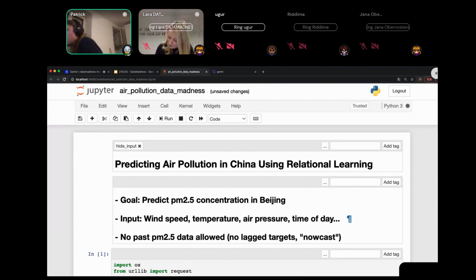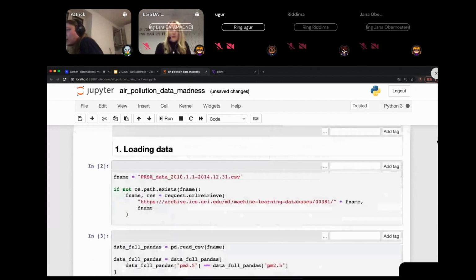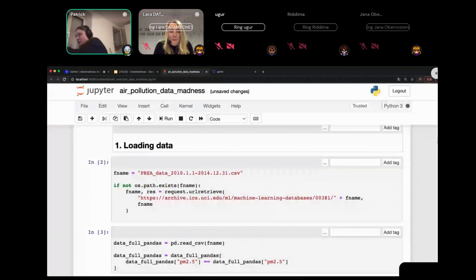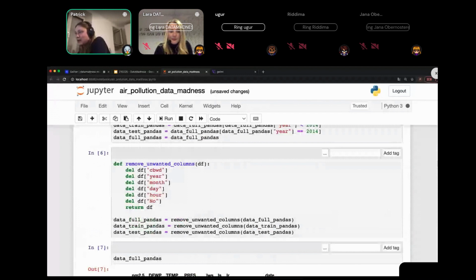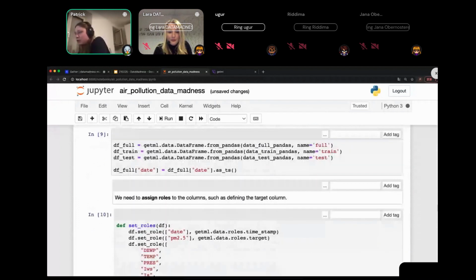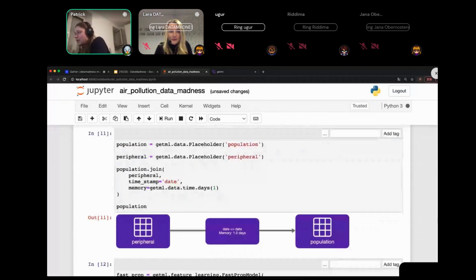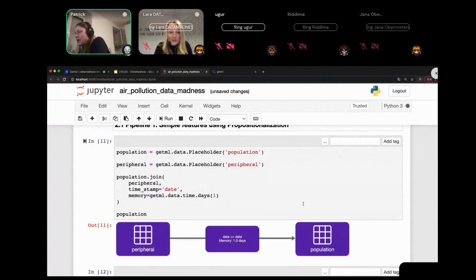Okay, so can I scroll? Yes, I can scroll. There you go. So the first thing that we do is actually load the data, but that actually isn't terribly interesting. So we'll get straight to building the data model here. So this is basically how we can build a data model in a relational learning context.